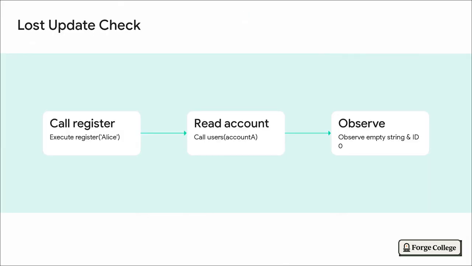Well, to solve a crime, you gotta recreate it, right? If we follow our manual reproduction steps in a local environment, like Remix for example, we can observe this exact behavior. Step 1, we call the register function with the string Alice. Step 2, we read the state of our contract by calling the user's mapping for account A. And then, step 3, we clearly observe the symptom. The name field is just an empty string and the ID is 0. Our updates simply did not persist. We went through all the motions of updating the blockchain, but absolutely nothing stuck.